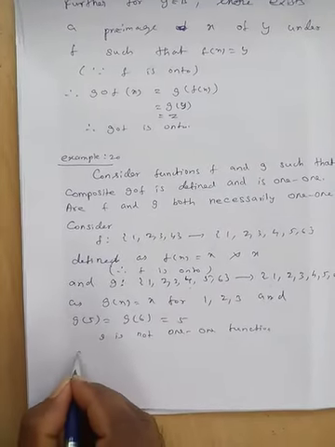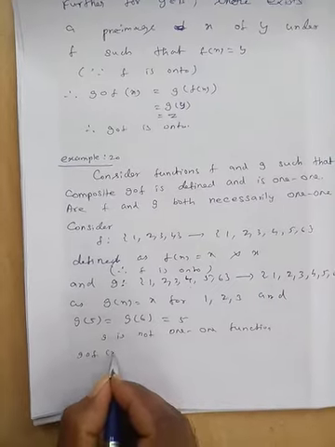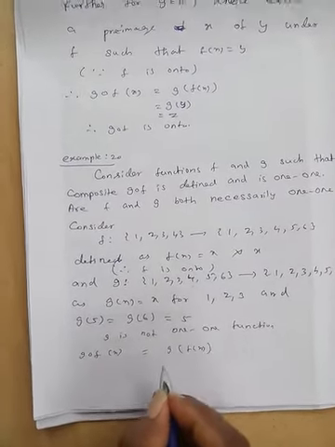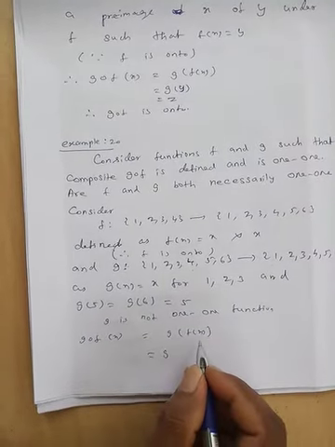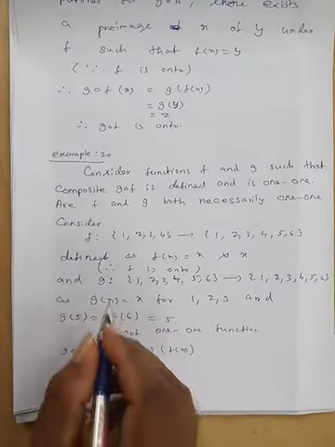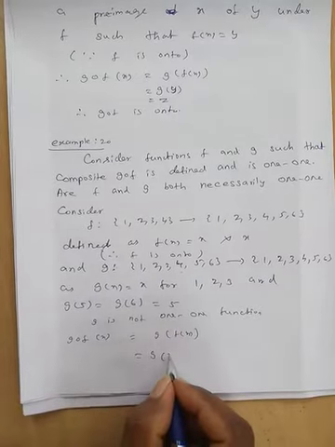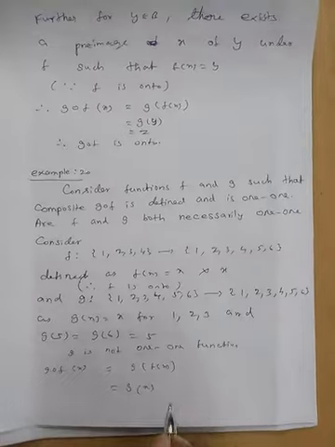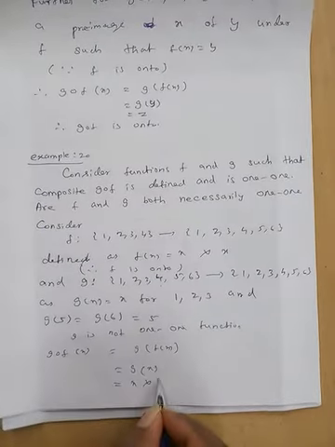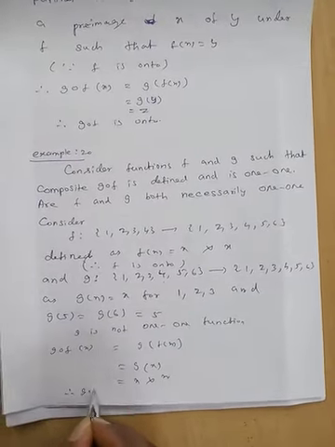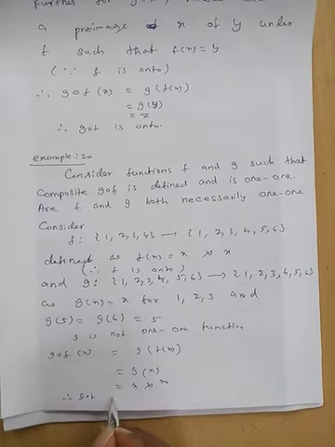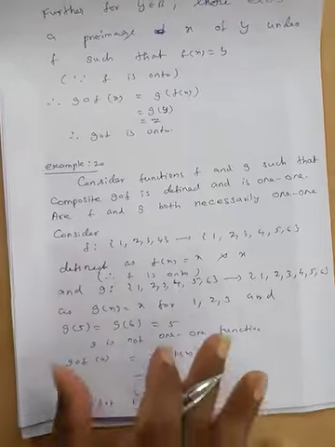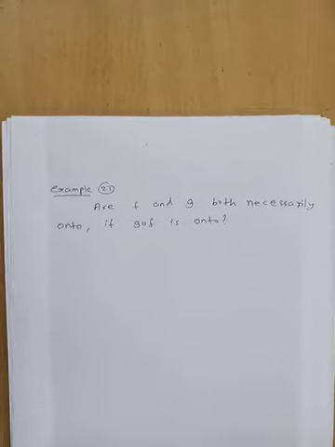Now g composition f of x equals g of f of x. g of f of x is defined for all values of x. f of x is equal to x. This is equal to x for all x. Therefore, g composition f is the identity function, a one-to-one function. So this is not necessarily.